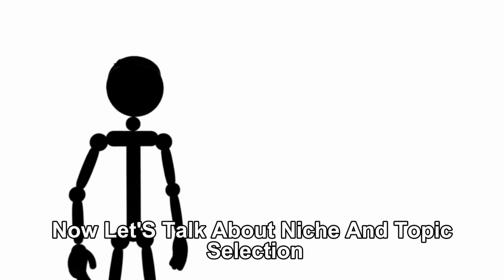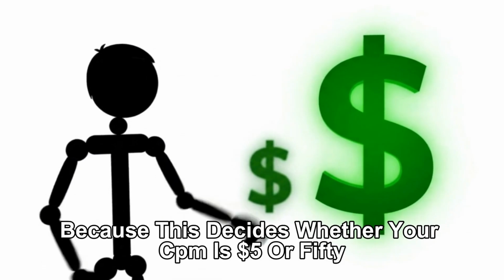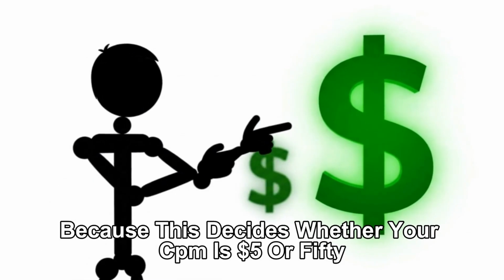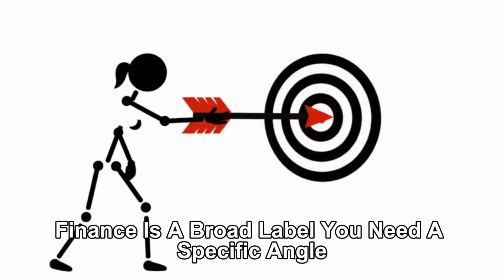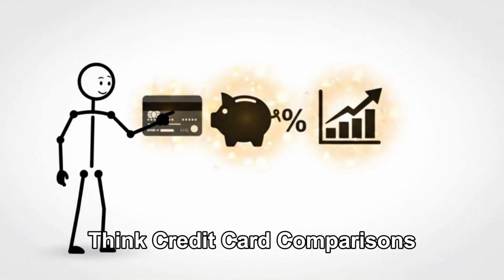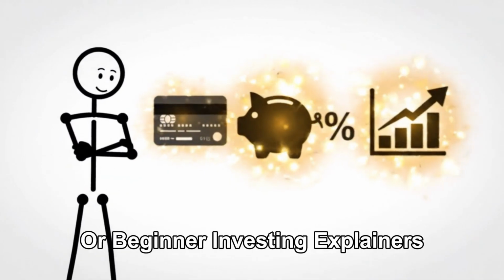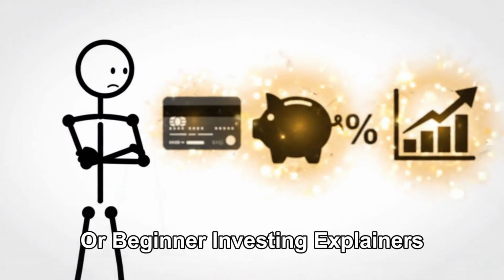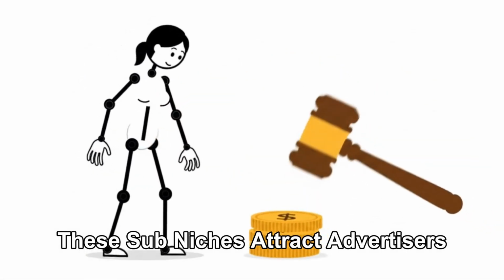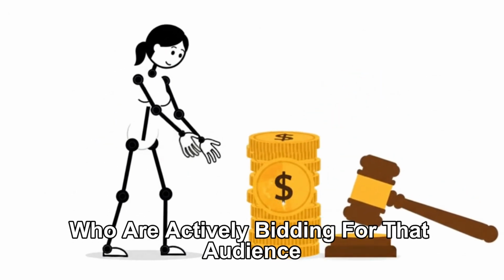Now let's talk about niche and topic selection, because this decides whether your CPM is $5 or $50. Finance is a broad label. You need a specific angle. Think credit card comparisons, high-yield savings breakdowns, or beginner investing explainers. These sub-niches attract advertisers who are actively bidding for that audience.